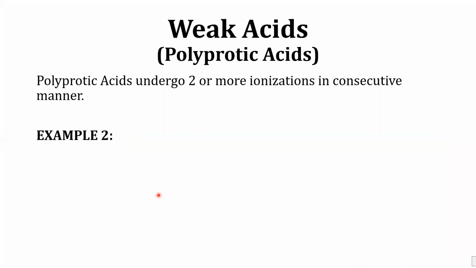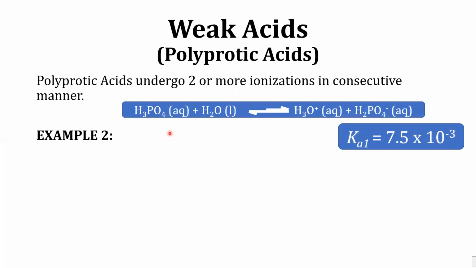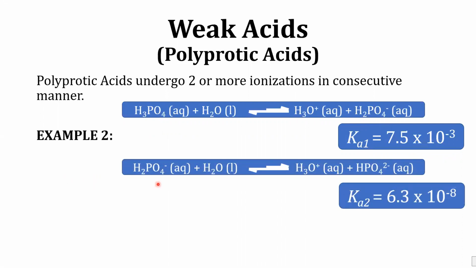Example 2 is H3PO4, or phosphoric acid. In the first ionization process, aqueous H3PO4 in liquid water ionizes partially to produce hydronium and dihydrogen phosphate ions. Ka1, or the first acid dissociation constant, is 7.5 times 10 to the minus 3. In the second ionization process, aqueous dihydrogen phosphate ion in liquid water ionizes partially to produce hydronium and hydrogen phosphate ions. Ka2, or the second acid dissociation constant, is 6.3 times 10 to the minus 8.